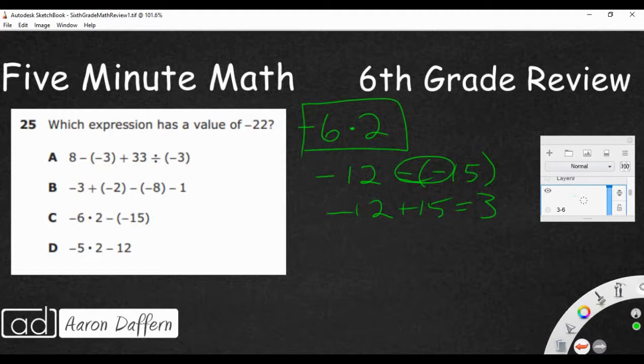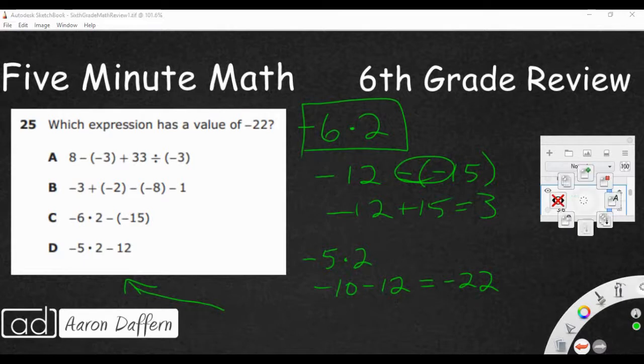And D is actually pretty simple. All we have is a multiplication to start with. Negative 5 times 2. Well, 5 times 2 is 10. So negative 5 times 2, since we have a negative times a positive, that's going to be negative 10 minus 12. And there we go. There's our negative 22. So our answer is going to be D.